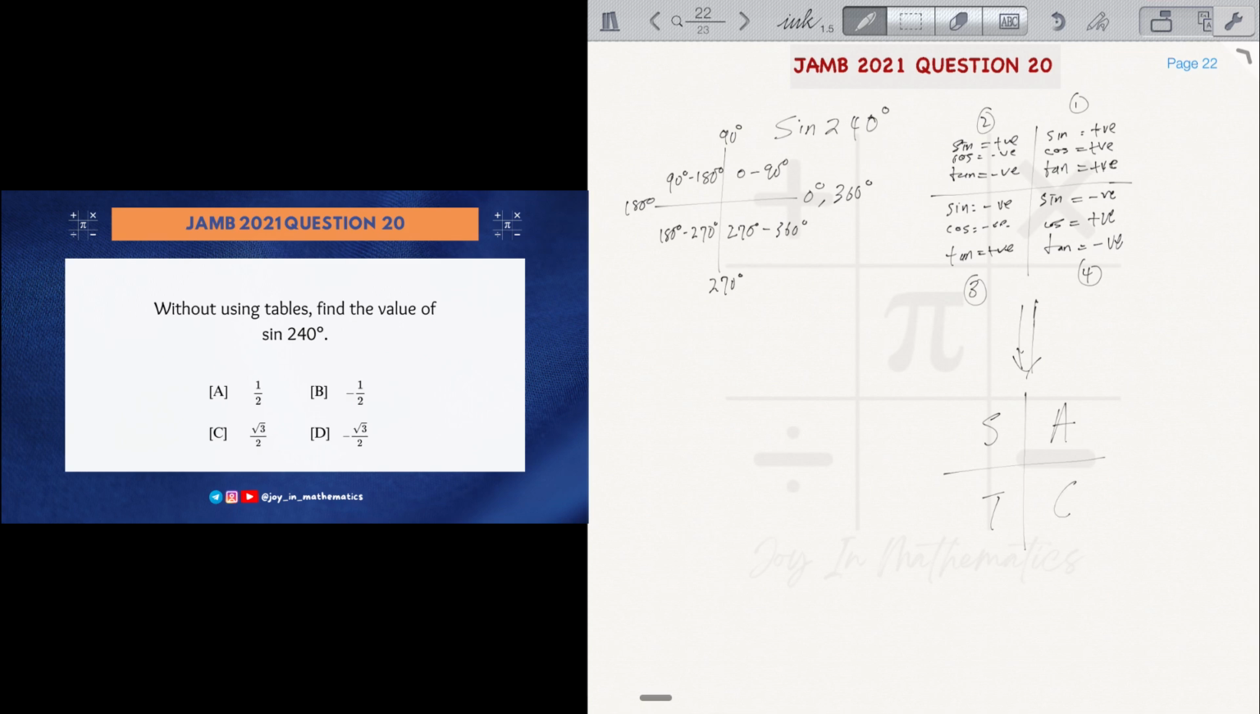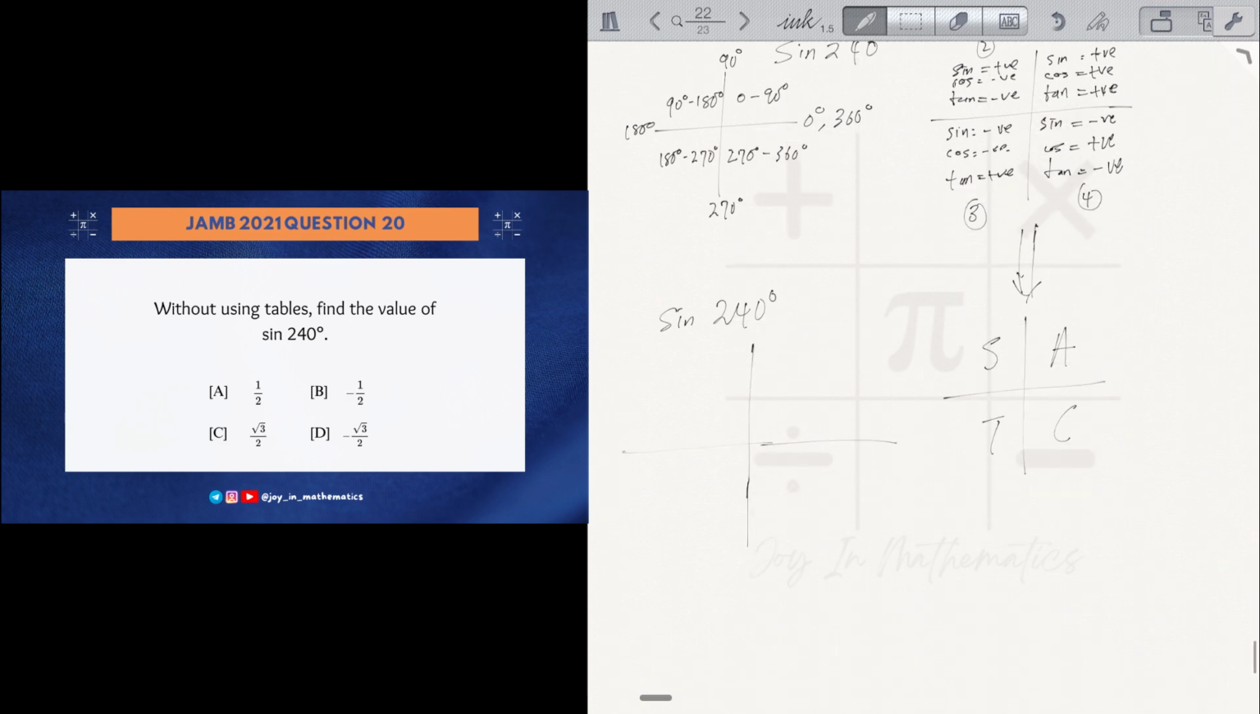So now we are asked to evaluate sine 240 degrees. And sine 240 degrees, that means 240 degrees falls in the third quadrant. So 240 degrees is from here and falls here. This is 240 degrees. Okay, this is 90 degrees, this is 180 degrees, this is 0 degrees, and this is 270 degrees.